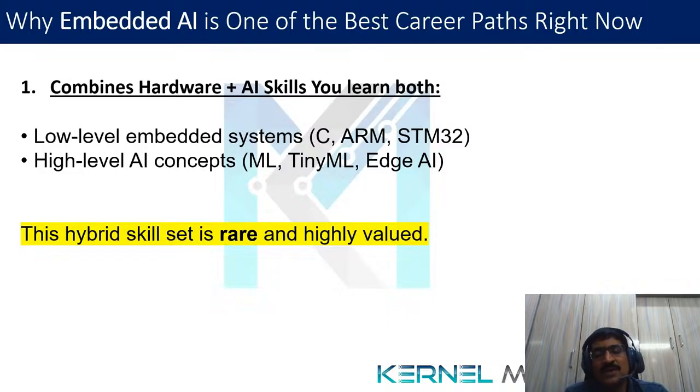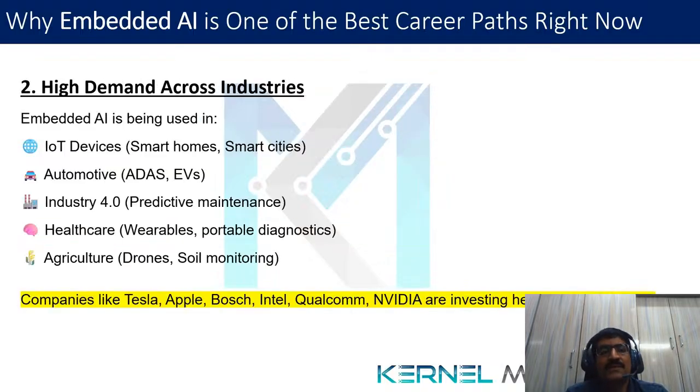The low-level programming language and high-level programming language, C programming or Python combination. We understand the whole complete system, which is very important. That's called the first advantage. Second, once you have embedded AI experience, people can move across multiple industries: IoT devices, smart home, automotive, Industry 4.0, healthcare, agriculture. So many subsystem domains are there, and they can move anywhere.